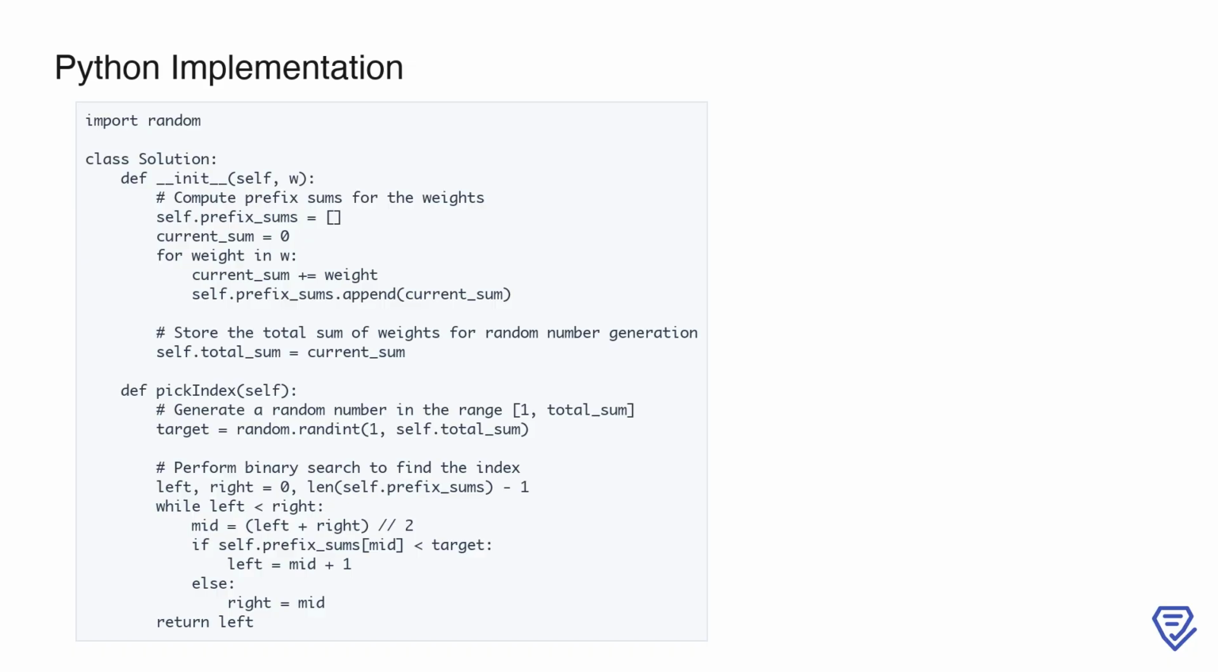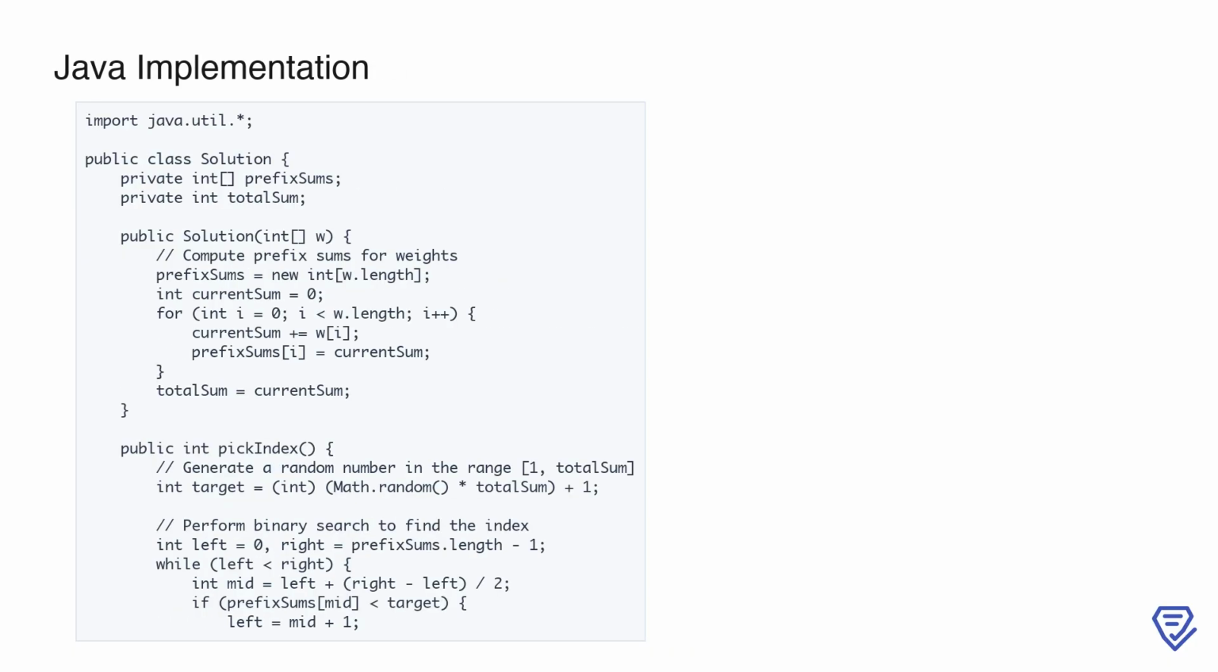Efficiency. Initialization is O(n), where n is the size of the input list. Picking an index is O(log n) due to binary search. Total complexity is efficient for large inputs, with pre-processing done in linear time and index selection in logarithmic time. This approach ensures correctness and scalability, making it suitable for competitive programming and real-world use cases.